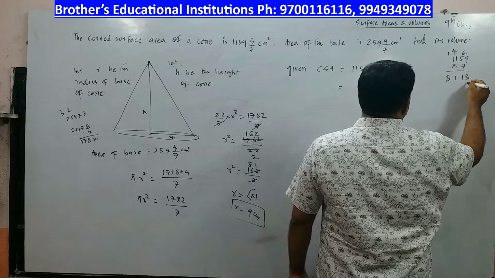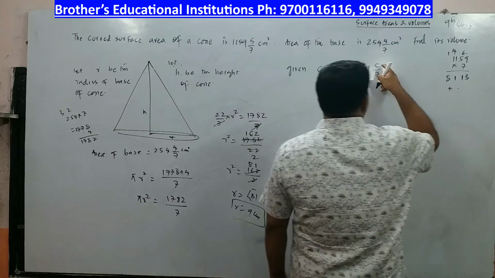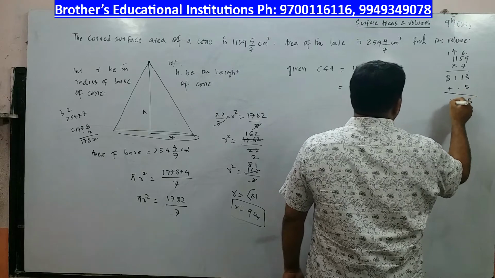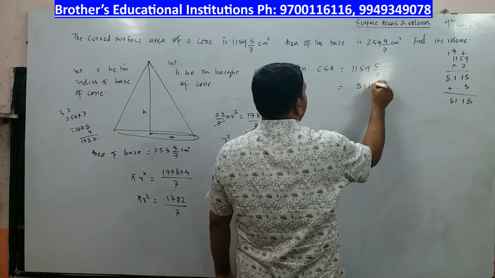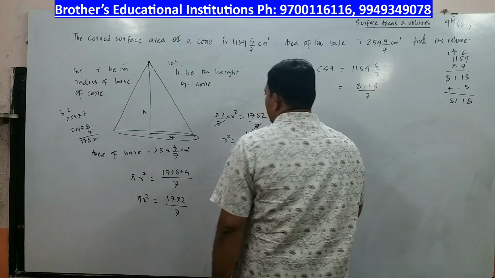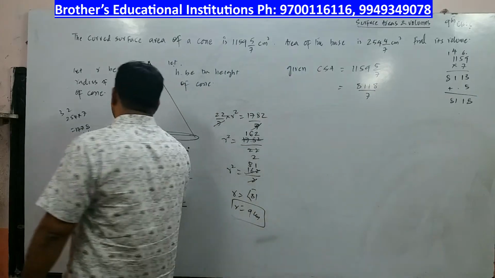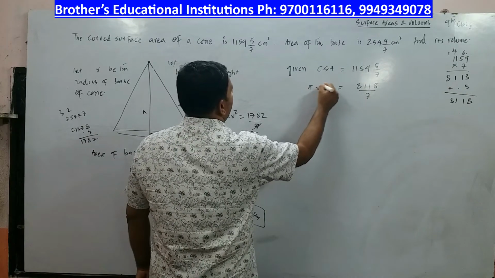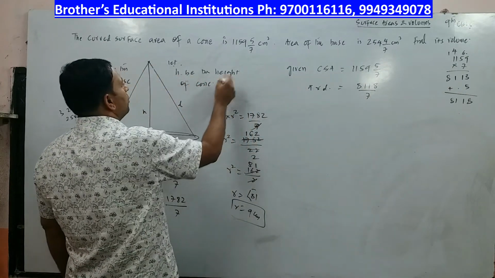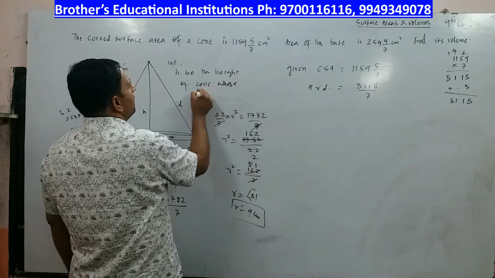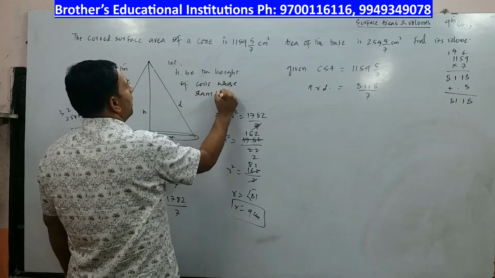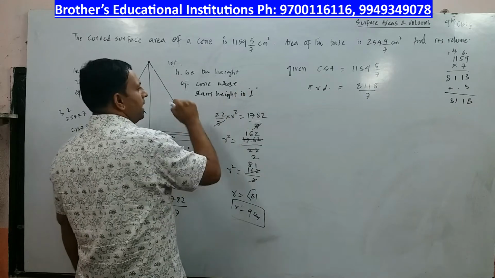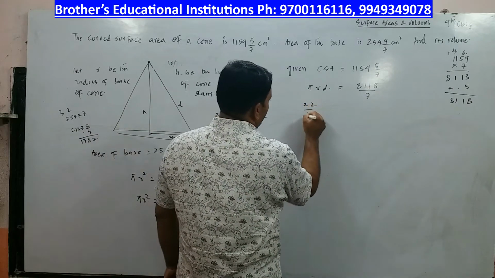Alright, now this is 8113, plus what I have to add? I have to add 5. 8113 plus 5 is 8118. So this is 8118 divided by 7. And what is the formula to find the curved surface area? The curved surface area is pi RL. H is the height of the cone whose slant height is L. This is L.